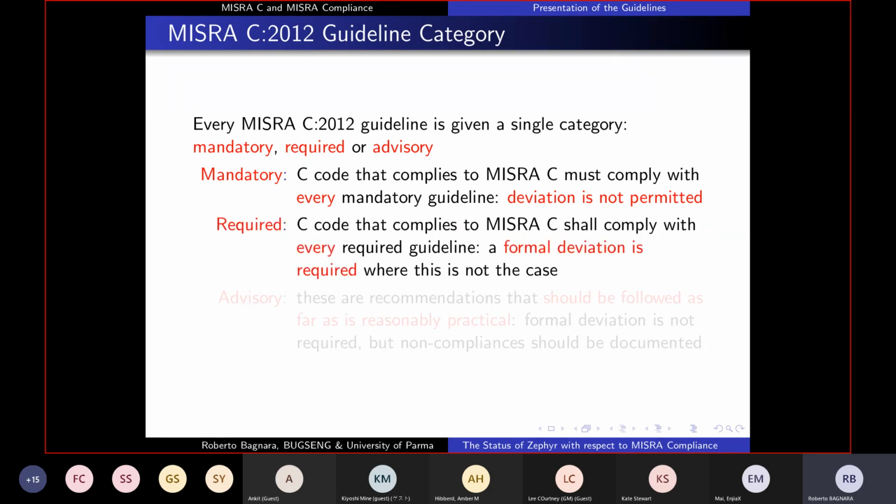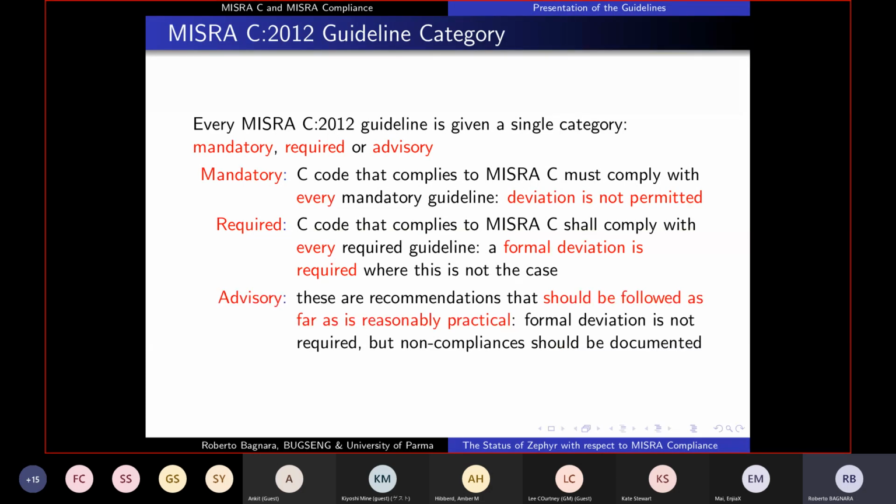Whereas for the category required, you actually have a choice. You may comply with the guideline, or you may raise a formal deviation, meaning that you have to write an argumentation where you describe why the rule is being deviated, and why, despite this, the code is safe, meaning that the problems that the guideline is meant to mitigate are dealt with in another way.